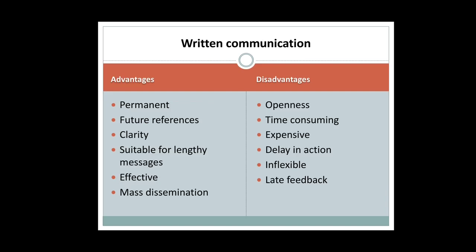Clarity. In written communication, everything is mentioned in detail, so there is no scope for ambiguity. Unnecessary information is excluded from written communication. It tends to be clear and precise, suitable for lengthy messages. This type of communication is suitable to record and deliver lengthy messages like annual reports of a company.